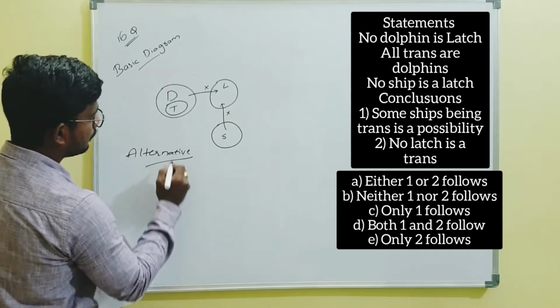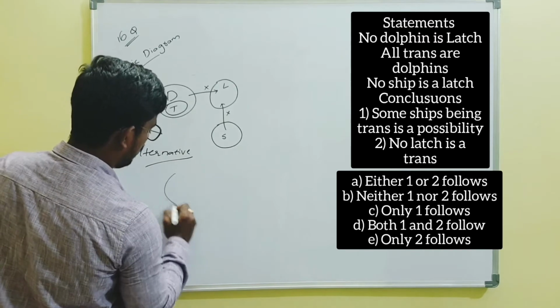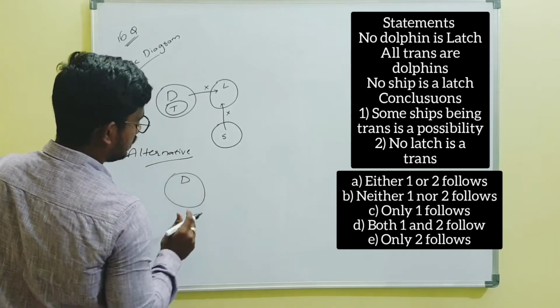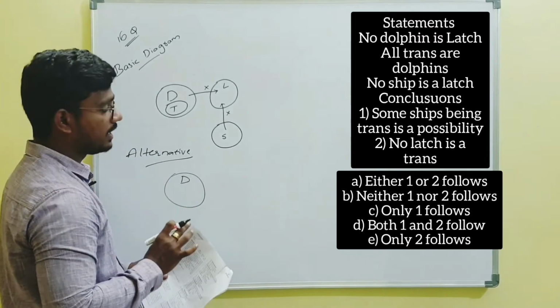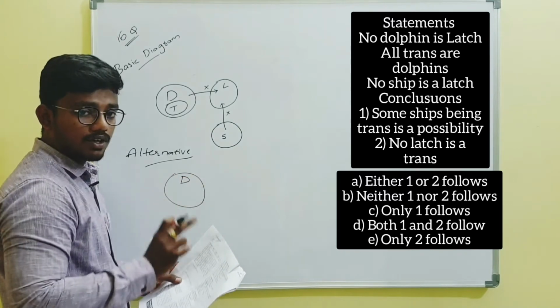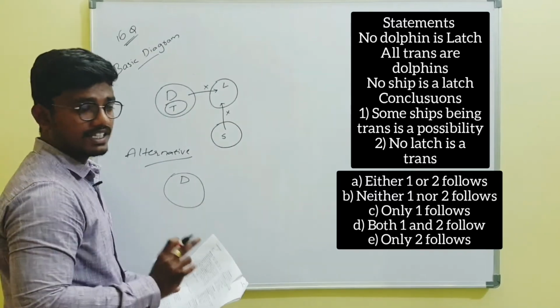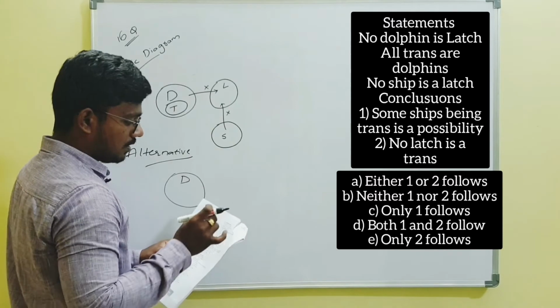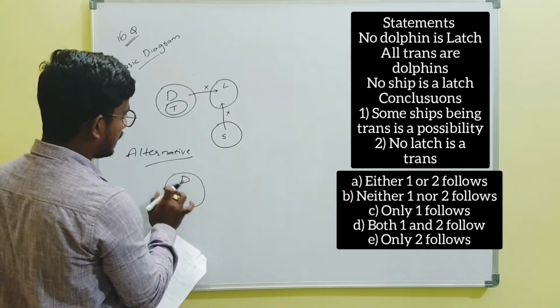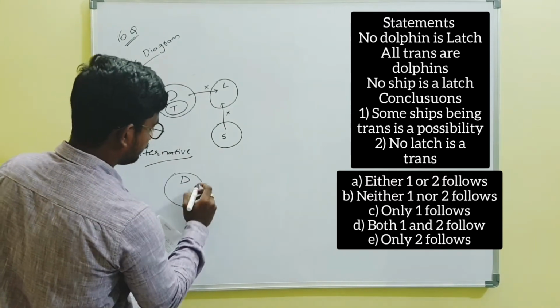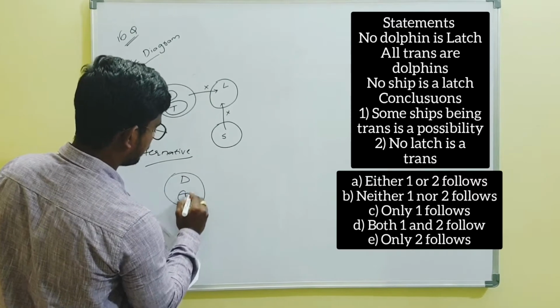Alternative diagram. See, while drawing the alternative diagram, we must also follow the given statements. So by following the given statements, I am taking another diagram. So it is like this.